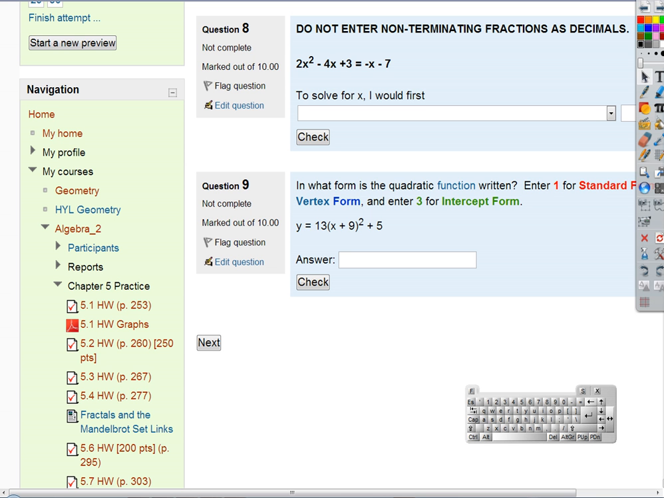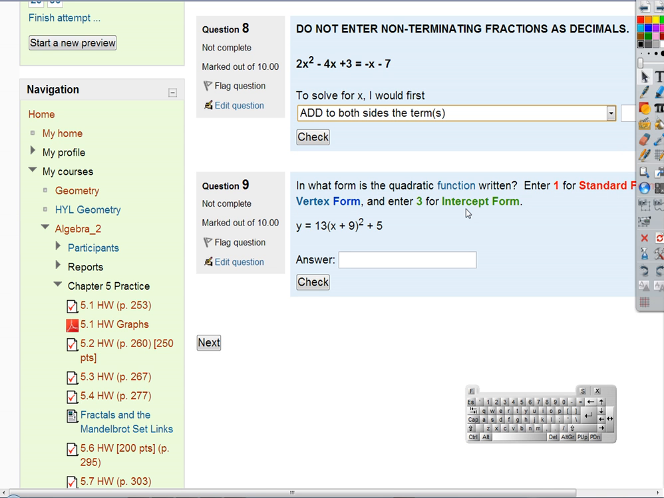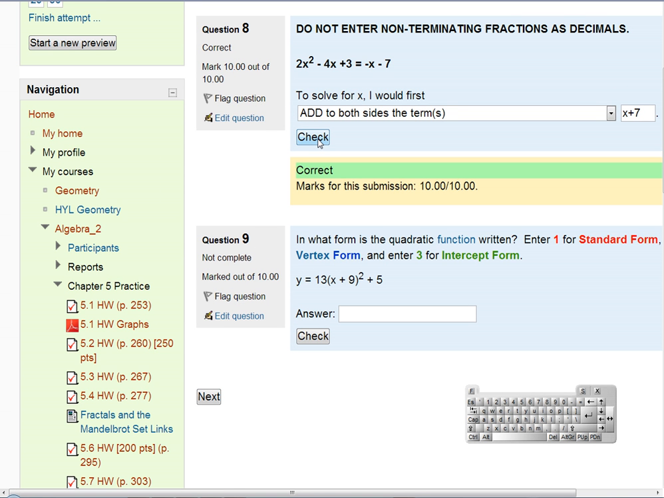So to get it equal to 0, how do I get rid of this stuff from the right side? Add x and add 7. Good. I'm going to add x and add 7. So then what would my choice be? I would add to both sides the terms, and then over here I would just write, go away. Over here I would just write x plus 7, right? X plus 7. Does that make sense? That's what they're looking for. Okay? Okay. Make sense? Okay, I think we're set.